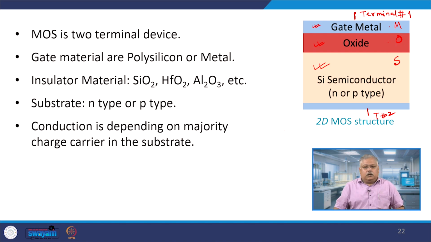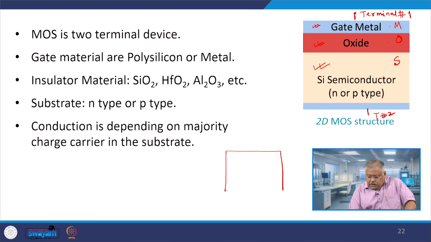And the substrate, as it is written here on the schematic, can be either N type or P type, right. And of course, the conduction will depend on the majority carriers in the substrate. So, if it is N type, a larger number of electrons will be present, and if you have P type you will have a larger number of holes. Before I move forward, I will give you one small hint, which you must have studied already, and show it to you.